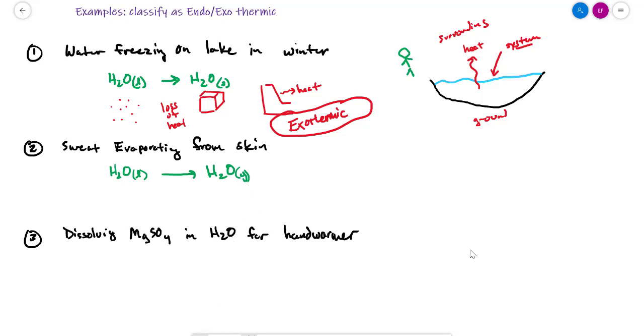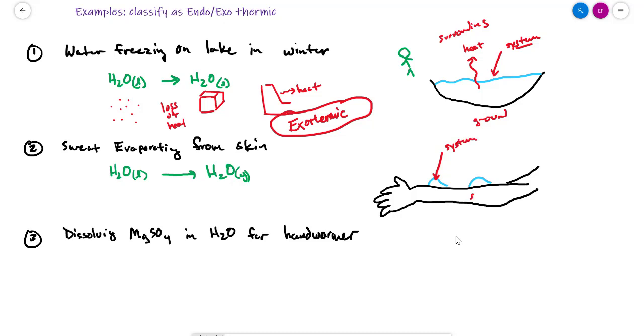So just like we did with the lake example, let's imagine this is the surface of your arm. So here's your hand, 1, 2, 3, 4, 5. So this is your arm. There's maybe your elbow. Got it? Okay, so you've got some big droplets of sweat right on the surface of your skin. And the system here, the perspective that we're taking, is going to be this water, this sweat on your body. And the surroundings are going to be your body and all the stuff around, right? All the stuff out here, wherever you're at.